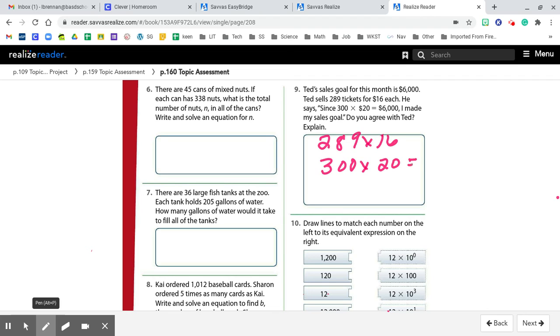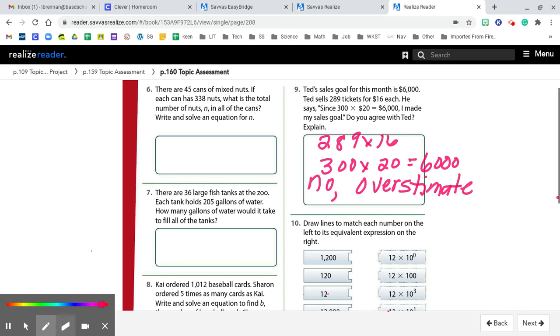So if he has 6,000, do you think he met his sales goal? Well, you want to see, did he overestimate or underestimate? If he overestimated, he didn't meet his goal. If he underestimated, he would have met his goal. So what did he do? In this case, he would say, no, he didn't meet his goal because he has an overestimate. His actual answer is going to be less than 6,000. He did not meet his goal.